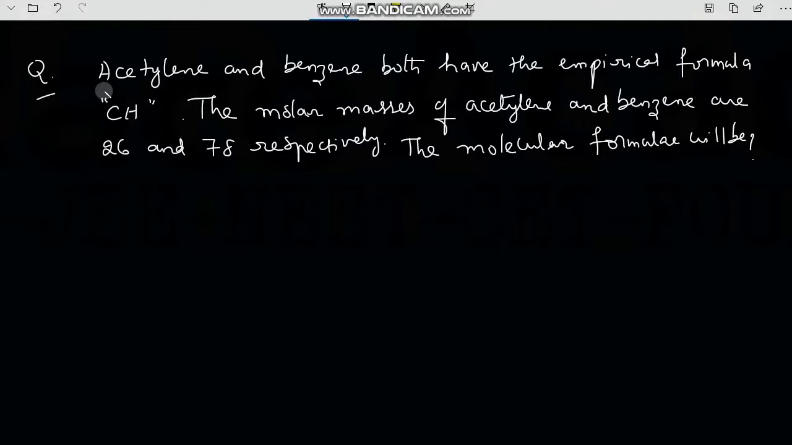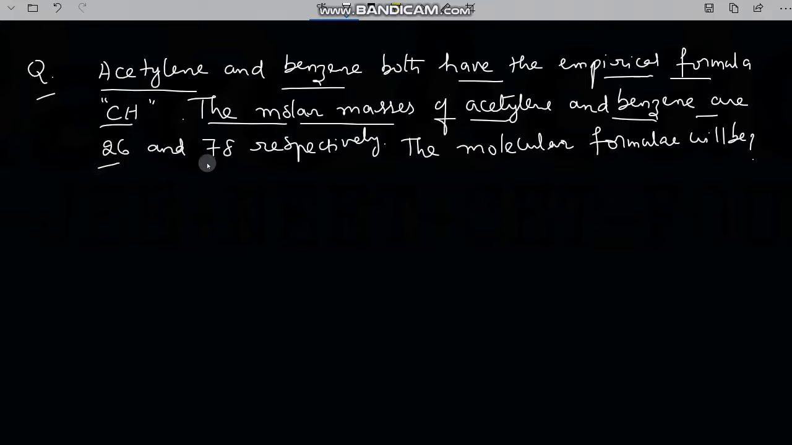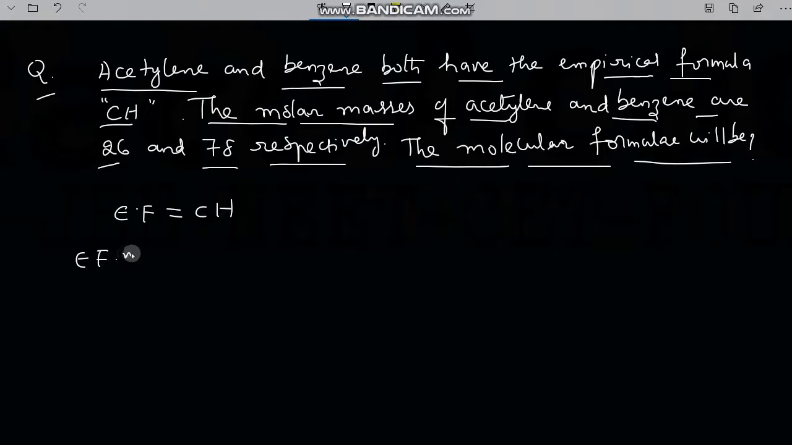See this question: acetylene and benzene both have the same empirical formula, that is CH. The molar masses of acetylene and benzene are 26 and 78 respectively. Then what are the molecular formulae of these compounds? See here, they have already given the empirical formula, that is CH. From this we can find the empirical formula mass, that is 12 plus 1 is equal to 13.